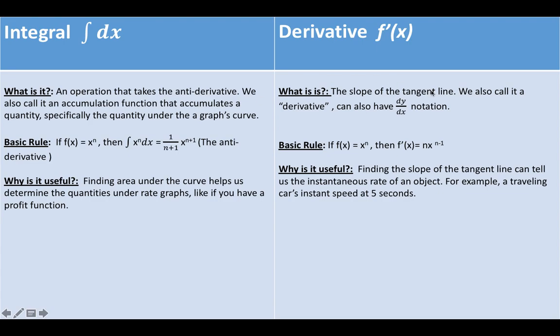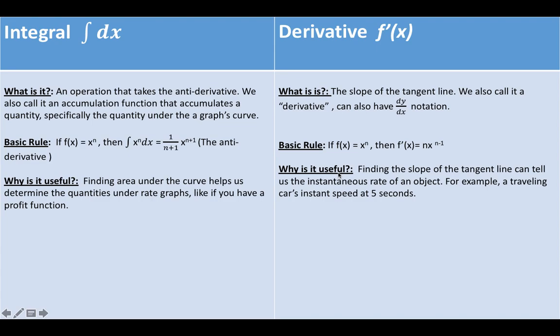So what is a derivative? It is the slope of the tangent line. We also call it the derivative. It can also have this dy dx notation instead of the prime notation up here. Here's the basic rule, called the power rule. If you have a function x to the nth power, then the derivative is you bring the power down and subtract the exponent by 1. So that's the basic rule that we've been working with.